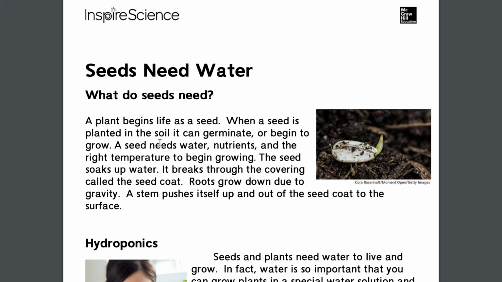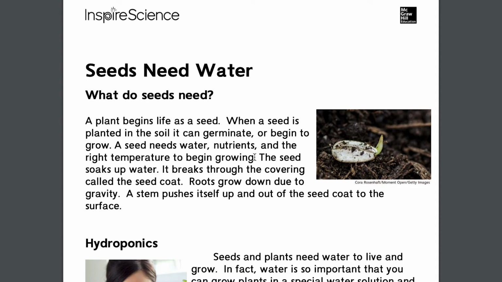A seed needs water, nutrients, which can be found in the soil, and the right temperature to begin growing. So if it is too hot or too cold, the seed will not grow. The seed soaks up water. So the seed kind of drinks up water from the soil. It breaks through the covering called the seed coat.